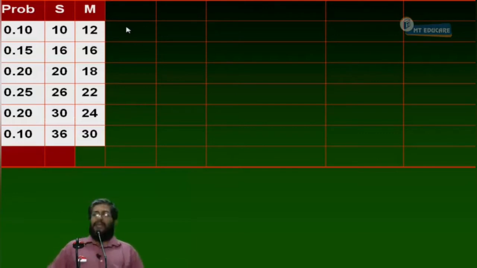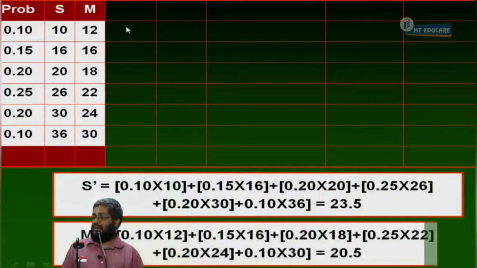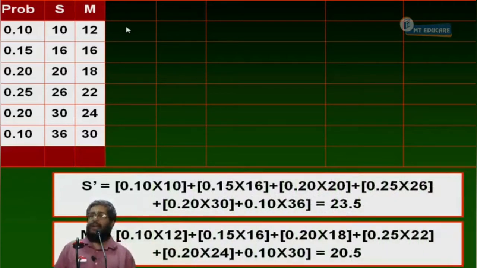M bar is equal to 0.1 into 12 plus 0.15 into 16 plus 0.20 into 18 plus 0.25 into 22 plus 0.20 into 24 plus 0.10 into 30. What's the number here? 20.5. The average return of the market index is 20.5.